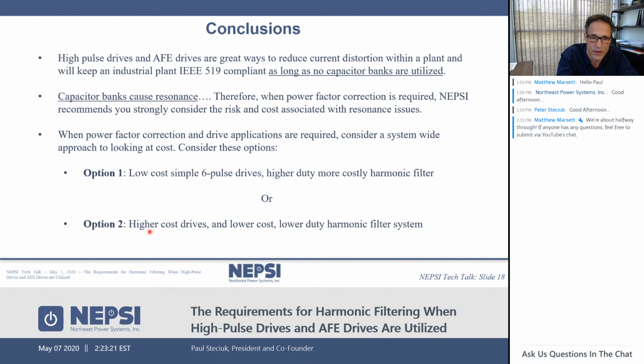You can also consider higher cost drives and lower cost, lower duty harmonic filters. But what we have already shown is that if you install a capacitor bank on the system, you are more likely to have a harmonic resonance issue, and therefore you need to install some type of detuning. The cost to go from a detuning filter system that has a low duty to a detuned harmonic filter that has a high duty is very insignificant. So there really is an economic analysis that should take place when considering high pulse drives and active front end drives, and comparing that to buying a more expensive, higher duty harmonic filter.